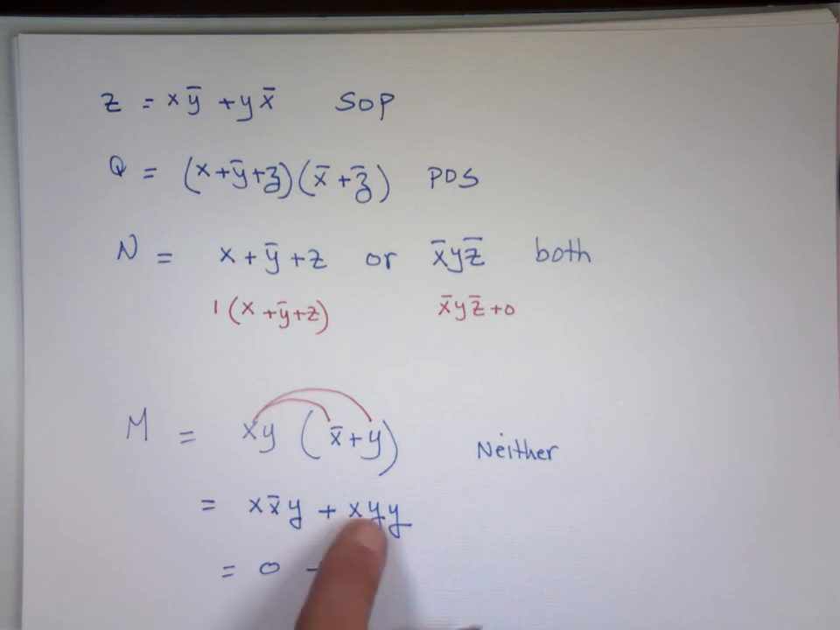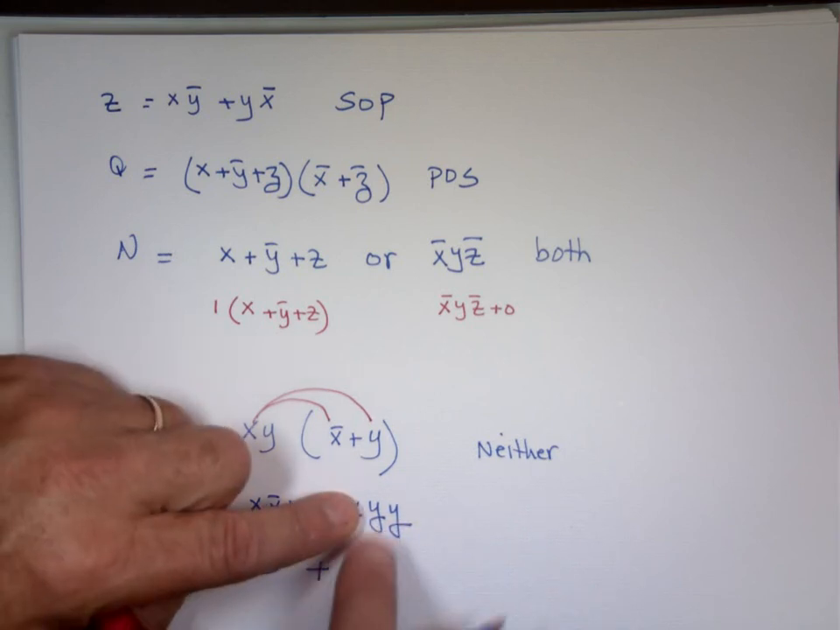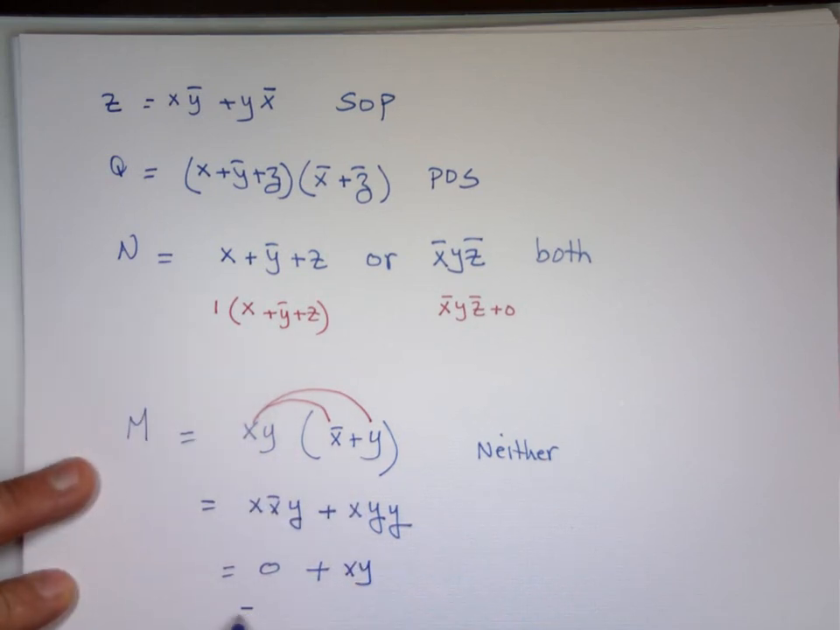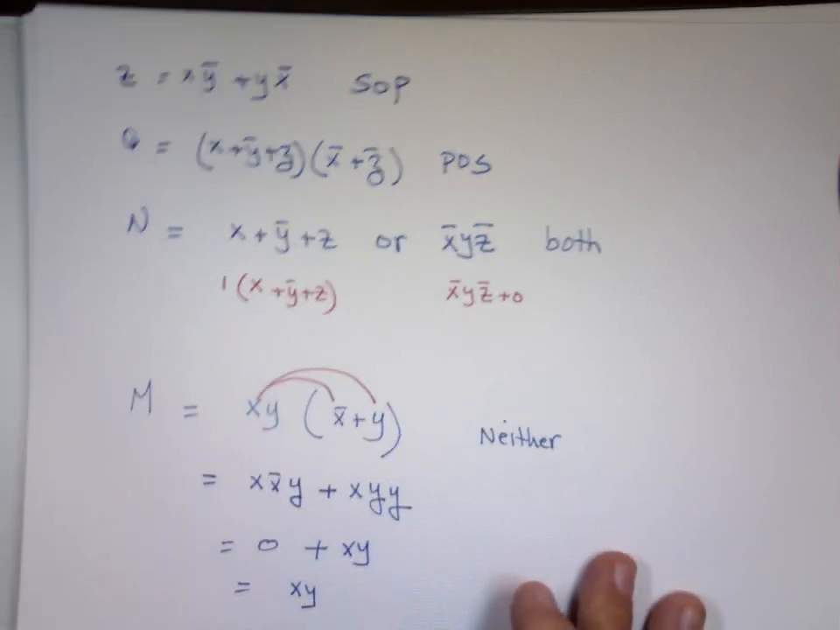What is y and y? If you have an AND gate, just think of a y and y. That's a y. So if you simplify that, that's what you end up with.